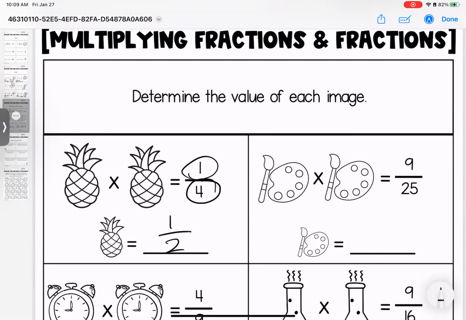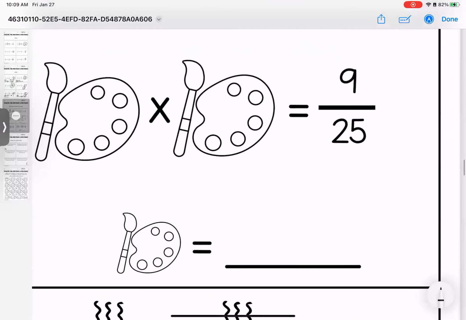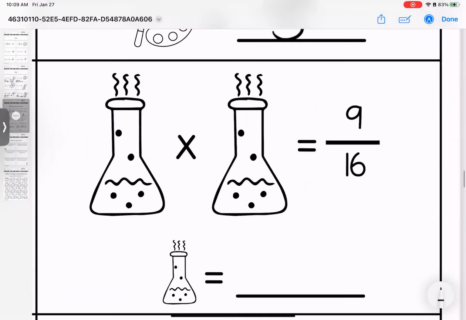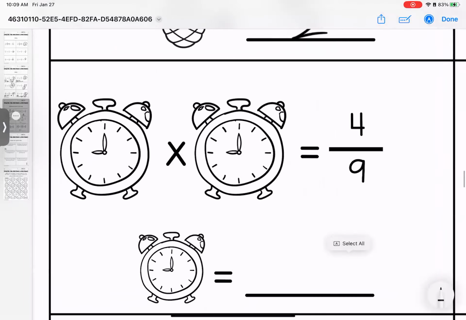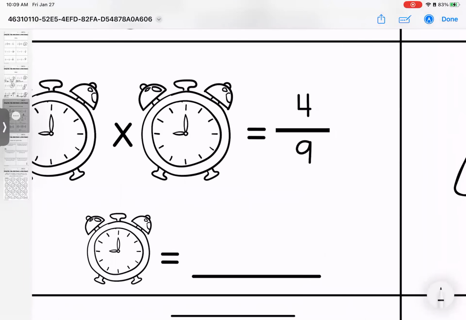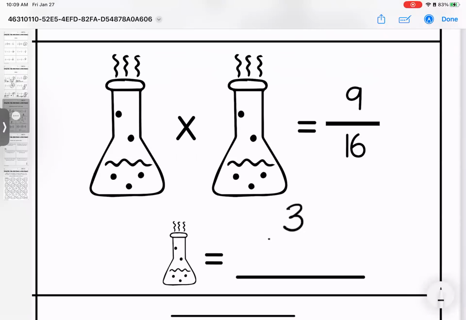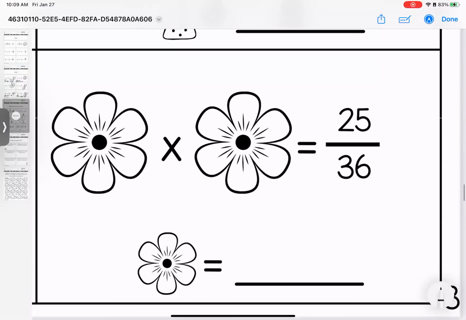I need two numbers that multiply together to get 9, two numbers that multiply together to get 25. 3 times 3 is 9, and 5 times 5 is 25. So 3/5 times 3/5 gives me 9/25. Over here, I need two numbers that multiply to make 4, 2, and two numbers that multiply to make 9, 3, so 2/3. Two numbers that multiply to make 9, 3. Two numbers that multiply to make 16, 4, so 3/4.